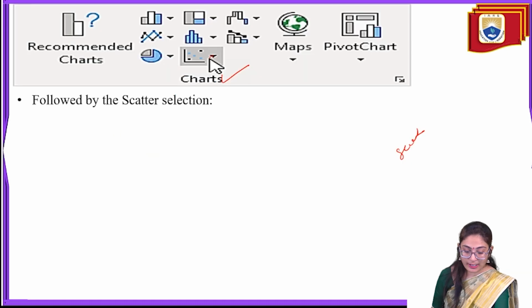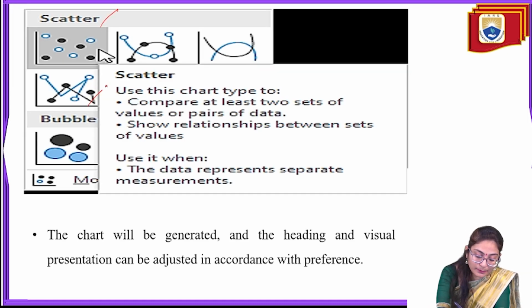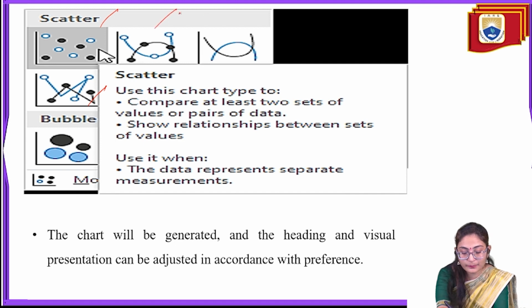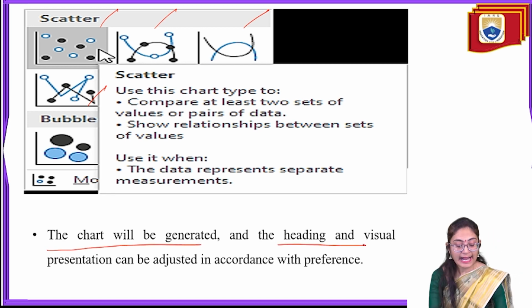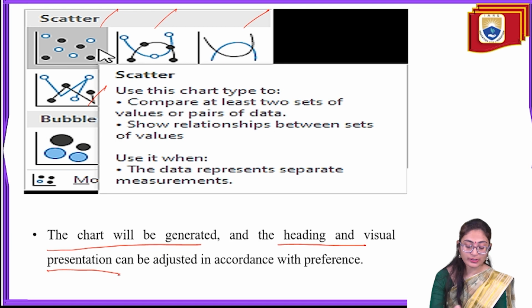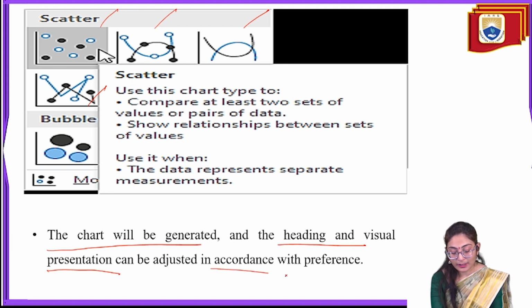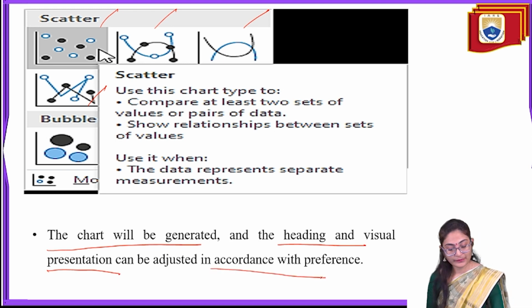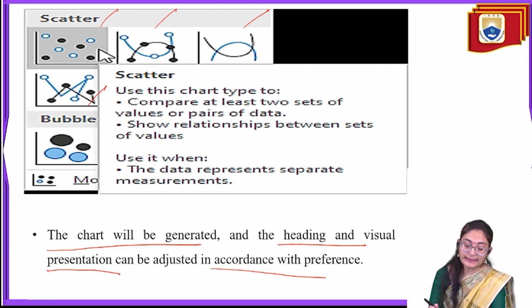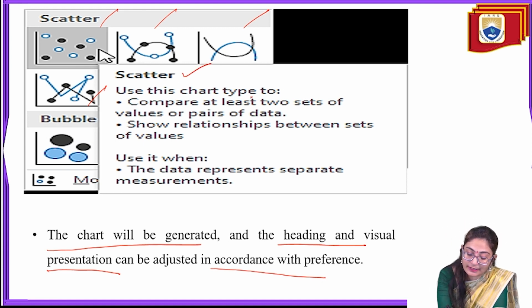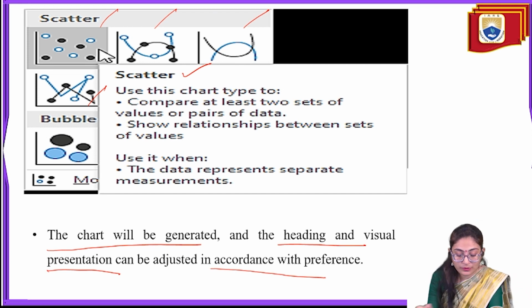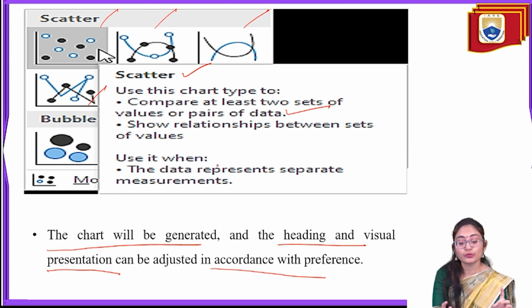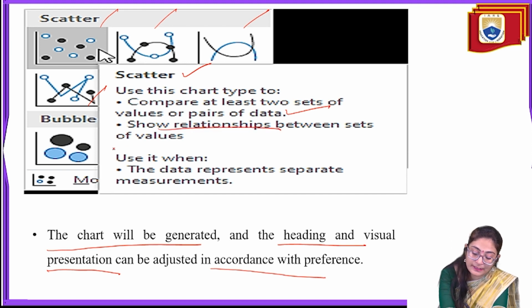After clicking the charts, you will get these menus: scatter, bubble, then other charts are there. Just click on the scatter. Then the chart will be generated, and the heading and visual representation can be adjusted in accordance with preference. And here, use this scatter chart type for comparing at least two sets of values or pairs of data. Then you have to show the relationship between the sets of values.